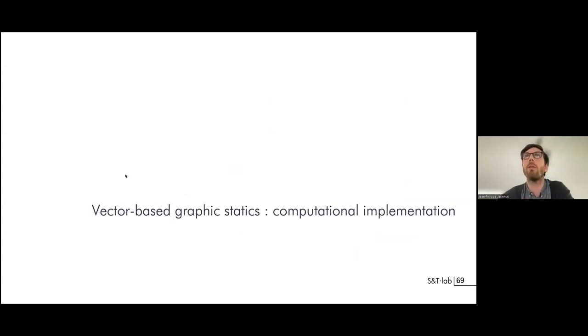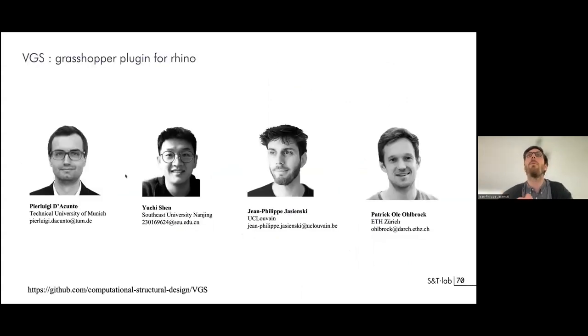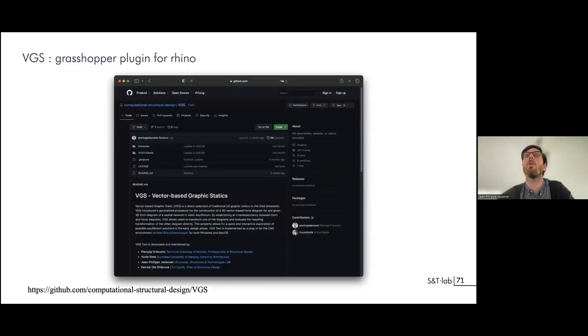So now we enter the fourth part, in which we will discuss the computational implementation of the theory that we've just discussed before. Maybe a small introduction to the design and development team of VGS, the Grasshopper plugin. It's a collaboration between 4 people, 4 friends actually: Pierluigi D'Acunto from TUM, Yushi Shen from Southeast University in Nanjing, Patrick Ole-Holbrook from ETH Zurich and TUM, and myself. So we worked on that for quite a long time.